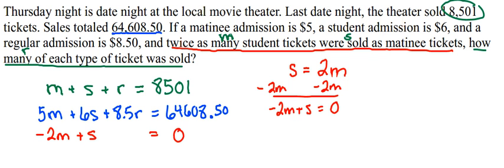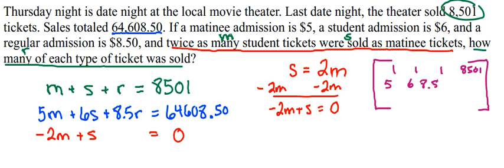We need a matrix to represent our system. Let's use this. It's going to be a 3 by 4 this time, and we're just going to write all the coefficients. 1, 1, 1, 8501. 5, 6, 8.5, 64,608.5. And then negative 2, 1, 0, 0.